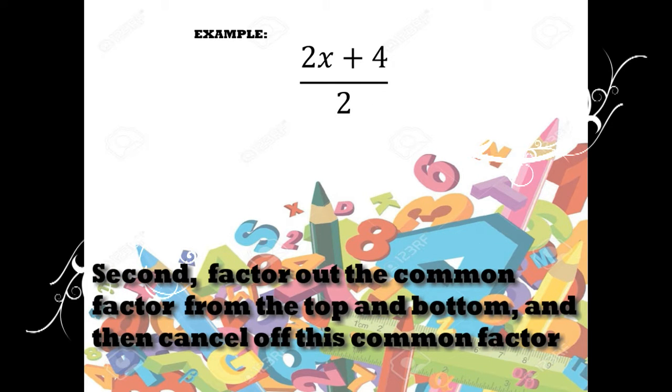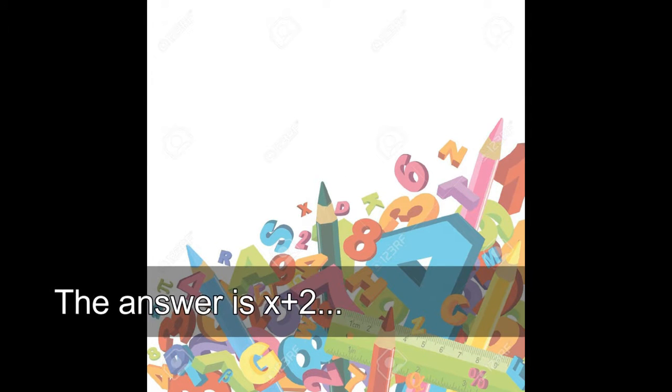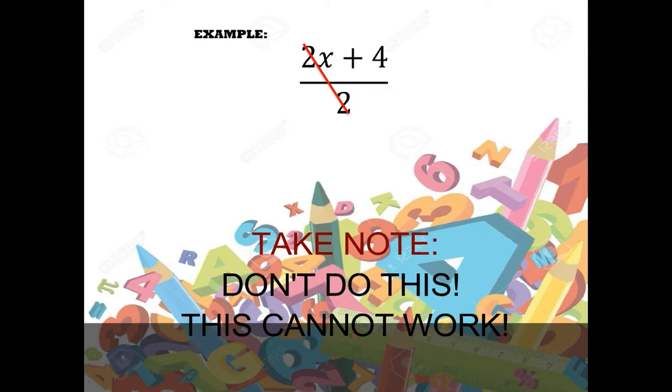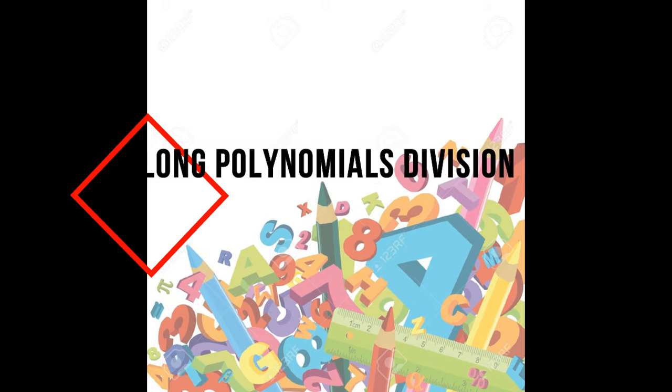Second, I will factor out the common factor from the top and bottom. Then, cancel off this common factor. It will become x plus 2. But take note, don't try to cancel before factorization. This cannot work. Fractions have understood parentheses around their numerators or denominators.